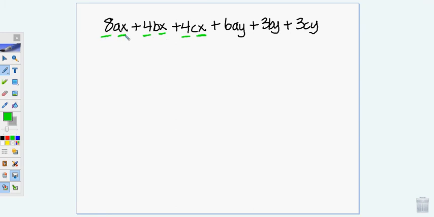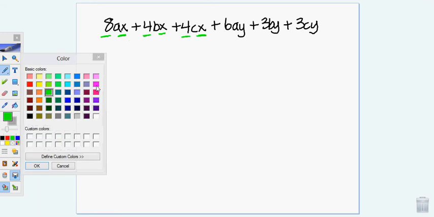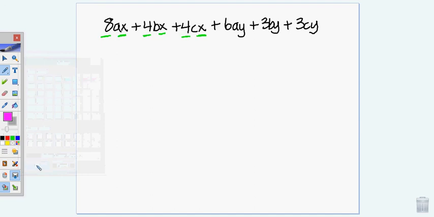Okay, let me switch to a different color. I'll use purple. And let's find what we have in common here. I see a y. I see a 3. Okay? So, let's look at this. Okay?